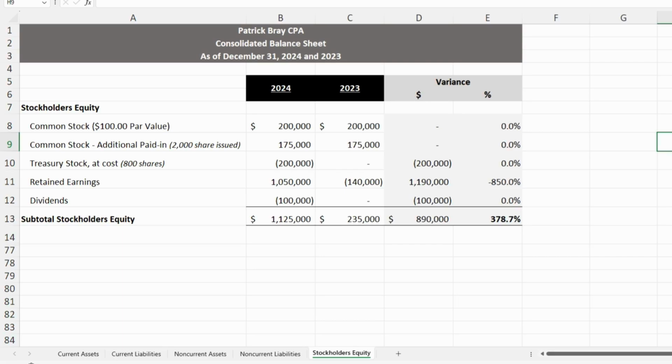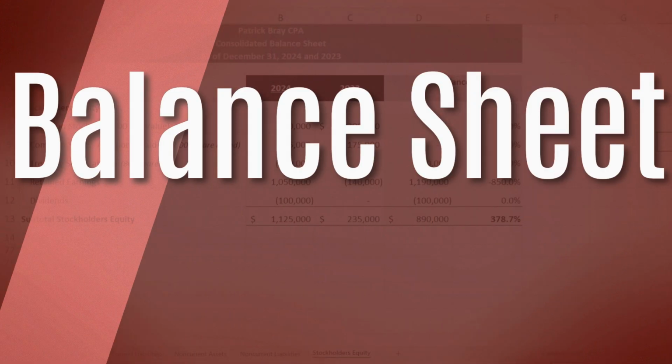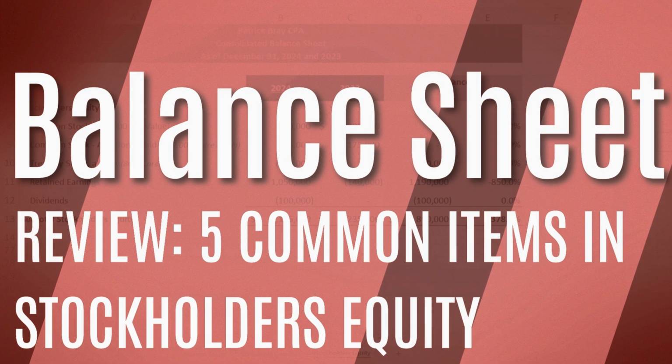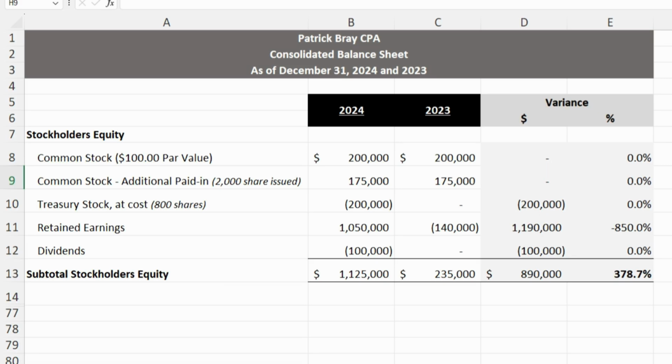Looking at a consolidated balance sheet in particular, we're looking at the stockholders' equity section of the balance sheet. So what is in stockholders' equity? What are typical things you're going to see in stockholders' equity? We're going to cover common stock that's issued at par, additional paid-in capital, treasury stock, retained earnings, and dividends.